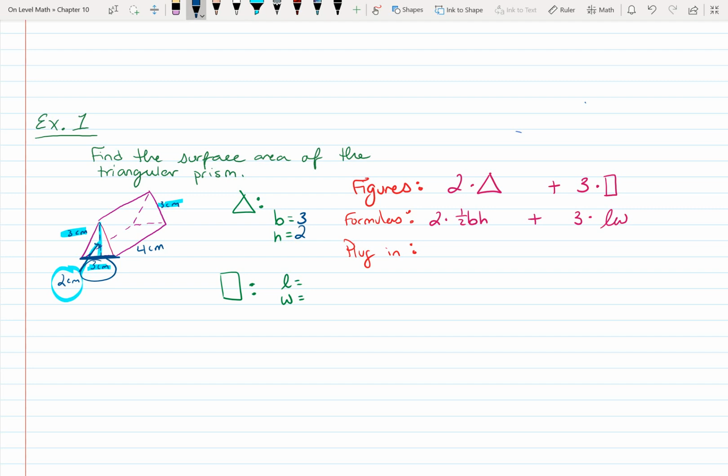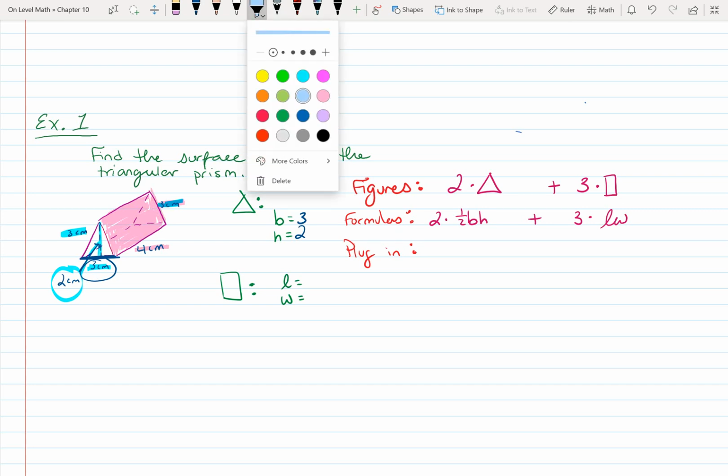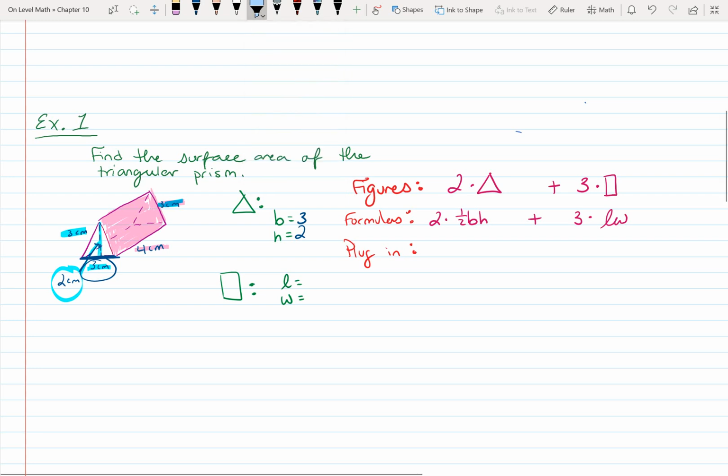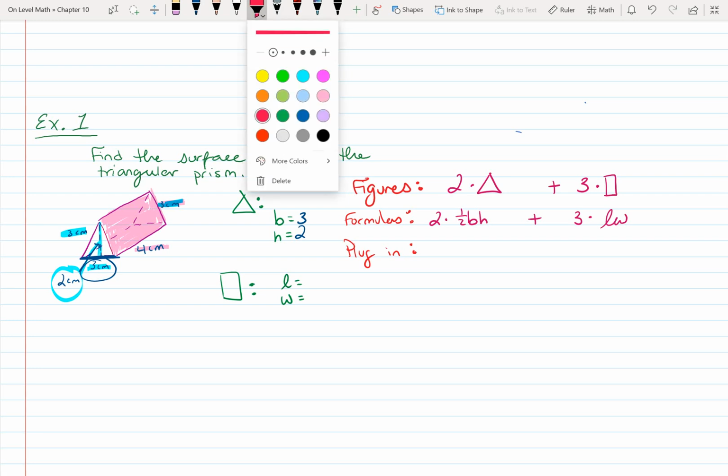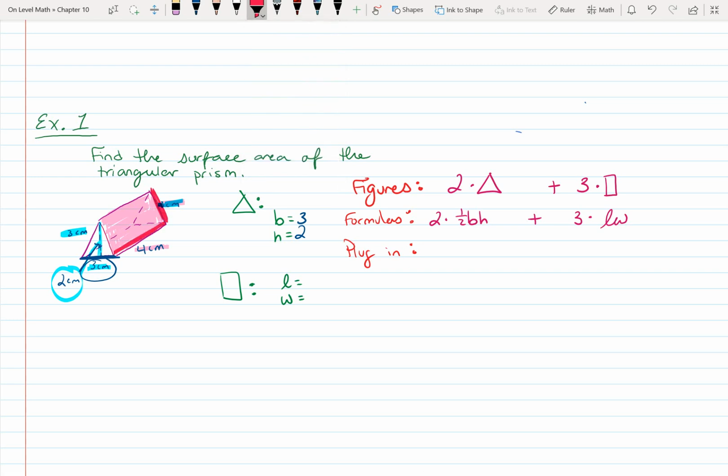Alrighty, now the length and the width of our side. Well, let's look at one of them. So we've got this side. Remember, all of the sides are the same because it's an equilateral triangle. So we've got 4 for this bottom length. And then the side, the width, is this 3 centimeters. So we've got this side, 3 by 4. So our length and our width, 3 and 4. It doesn't really matter where you put it.